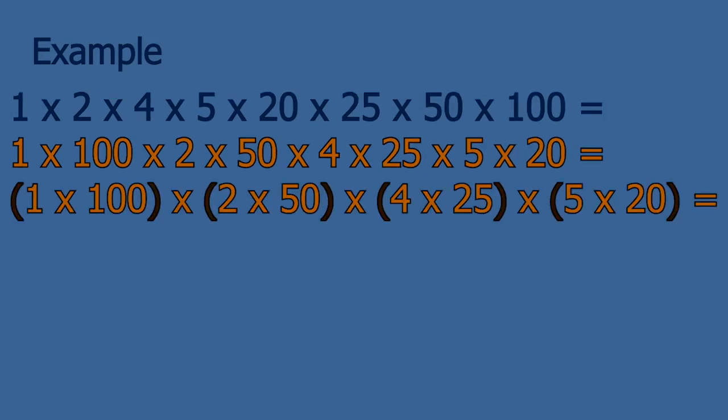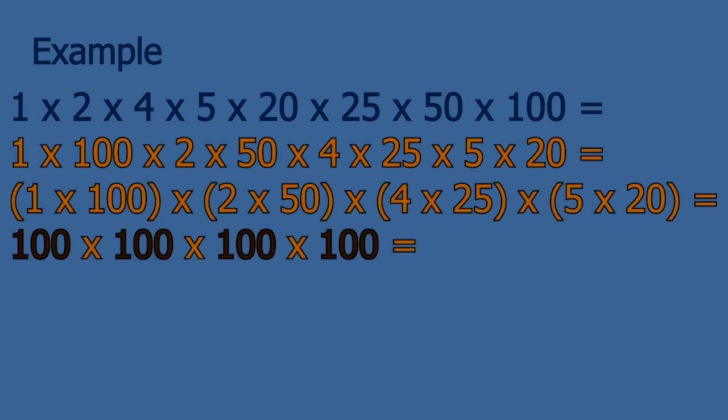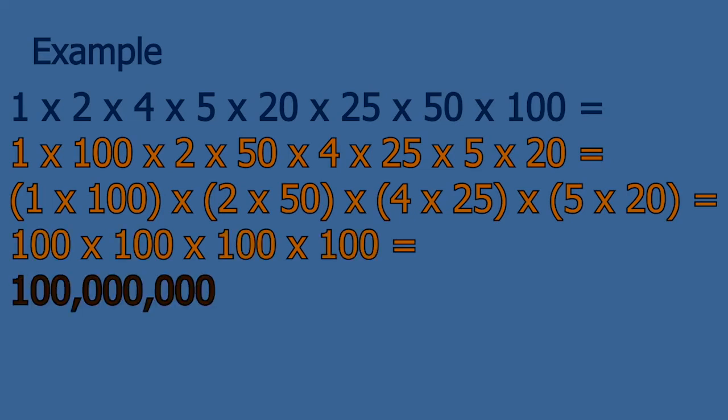Now, we have parentheses 1 times 100 times parentheses 2 times 50 times parentheses 4 times 25 times parentheses 5 times 20. Now, this is just ridiculous, right? We can see clearly that now we just basically have 100 times 100 times 100 times 100. And there you go. Super quick math, you guys. 100 times 100 times 100 times 100 is basically 100 million.